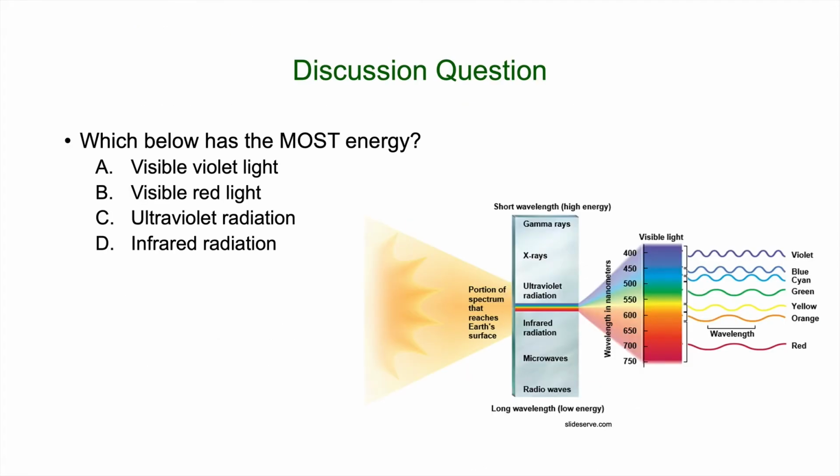So discussion question, based on this image, which of these four choices has the most energy? All right, well, if we look at the scale, the shorter the wavelength, the higher the energy. So visible violet light is short. Visible violet is shorter than the red light. Red light's a little longer, about 700 nanometers to 400 nanometers. Ultraviolet radiation is here. Infrared has even less energy than the visible light. So ultraviolet radiation would have the most energy, and then in order, violet light, and then visible red light, and then the infrared radiation.